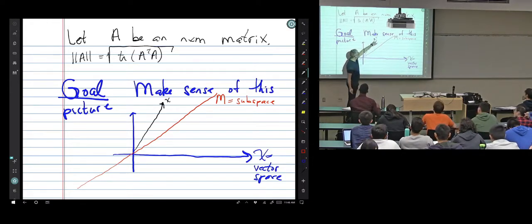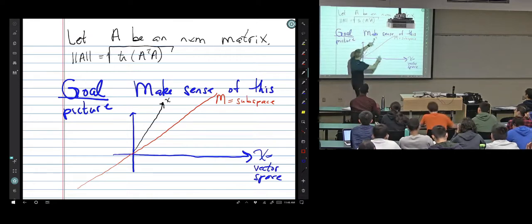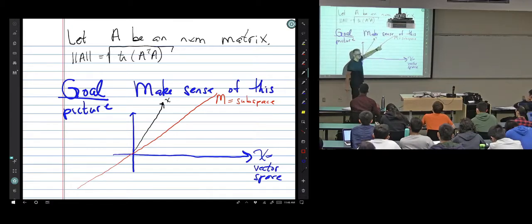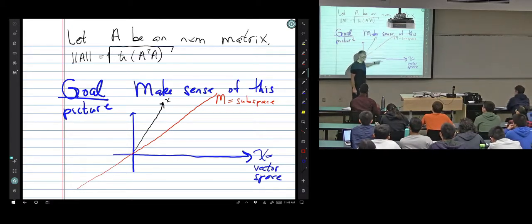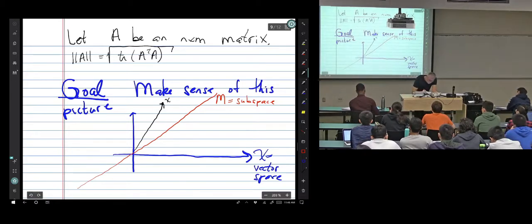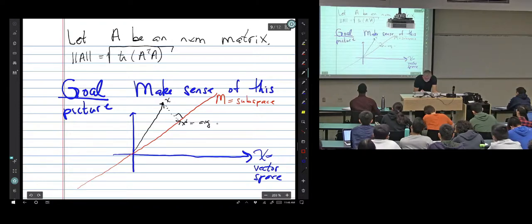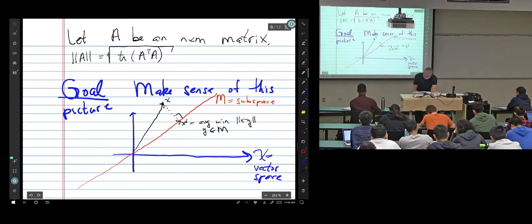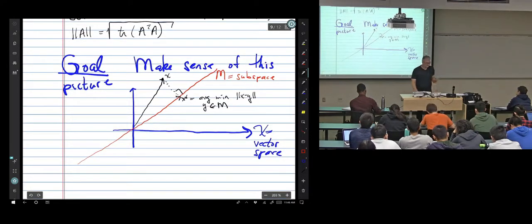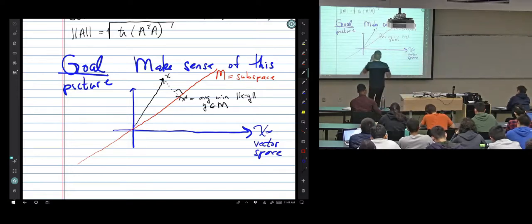I want to approximate X by something in M. Is it this one? Is it this one? You guys want me to do this one, right? And you want it to be orthogonal. Okay. So you guys want it to be this one. You want that to be a right angle, and you want that to be X star equals arg min of the norm of X minus Y, Y an element of M. Okay? Okay, I want that to be true.